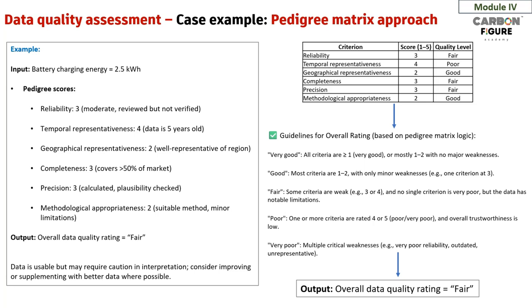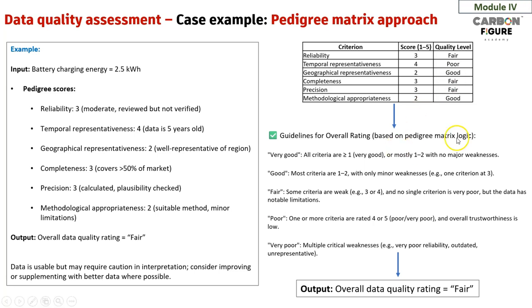Okay, fine. Then for completeness, the score given was 3 because that covers more than 50% of the market, but still it lacks some complete coverage, right? Then precision again 3, it's calculated, plausibility has been checked. Then methodological appropriateness 2 because a suitable method and minor limitations were observed, right? So how do these scores for different criteria come out as the final score for the battery charging energy of 2.5 kilowatt hour? How did the overall data quality rating come up? Fair. So how did that fair come up?